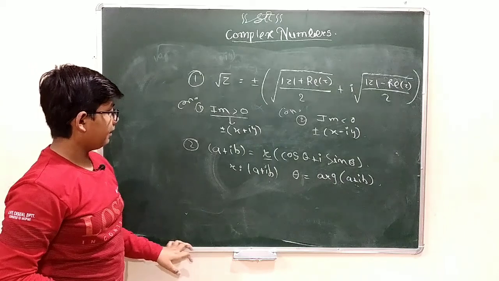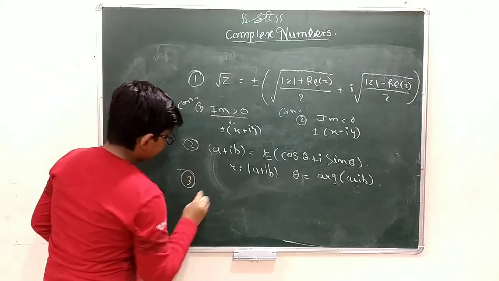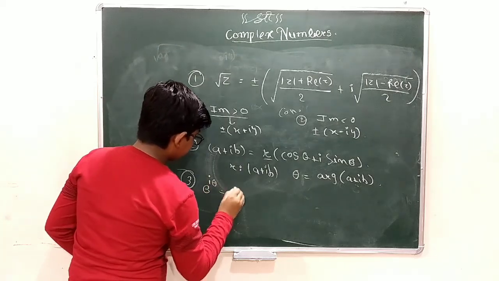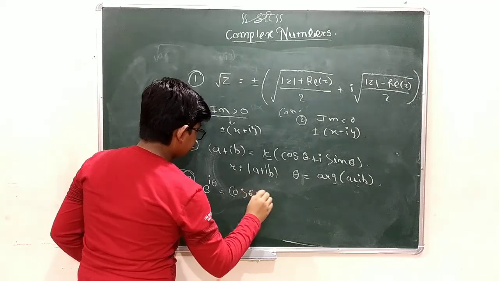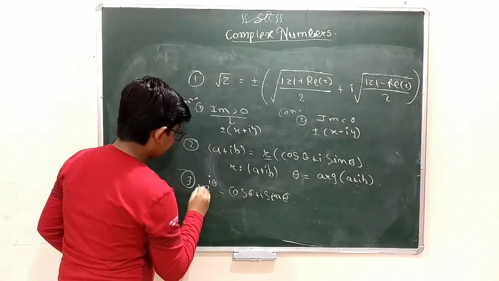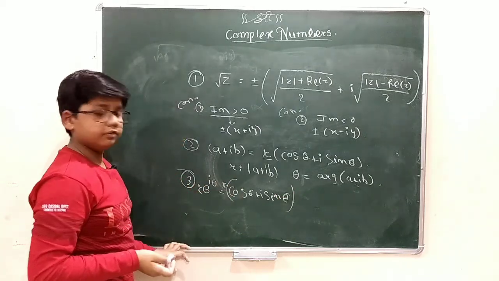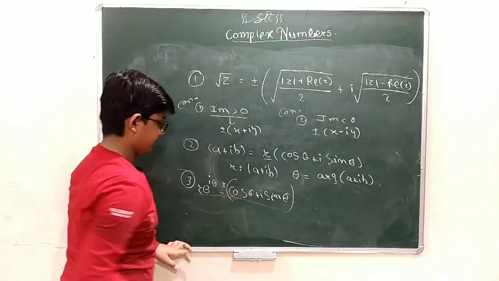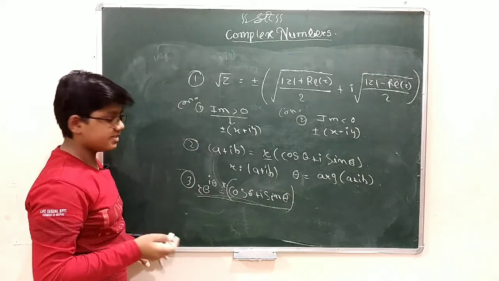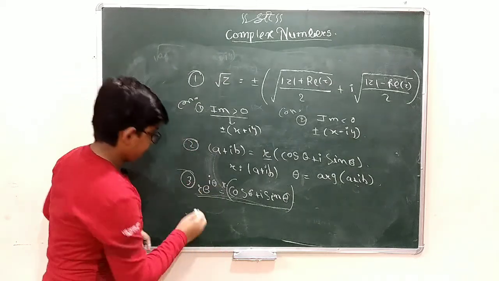Next, we have learned about Euler's identity, also known as exponential form. Third, Euler's identity: e to the power i theta is equal to cos theta + i sin theta. Now if we multiply it by r, then we get Euler's identity for complex numbers. This is the exponential form of a complex number, also known as Euler's identity.